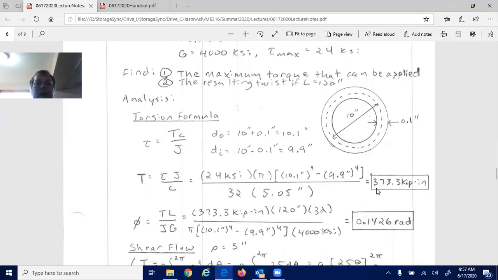So that answers the problem from the torsion formula perspective for the first part. For the second part, your angle of twist TL over JG, we can just put our torque in that we just solved. The length of the beam or shaft is 120 inches. We put J in again, pi times diameter outer to the fourth minus diameter inner to the fourth divided by 32 and divided by G, 4,000 KSI. That's going to be equal to 0.1426 radians, which is fairly small.